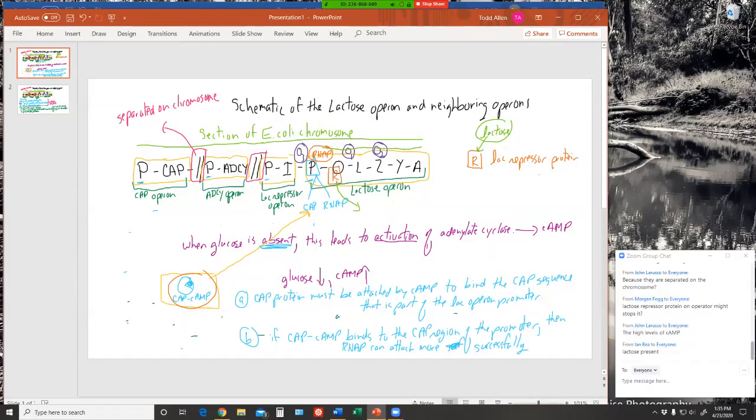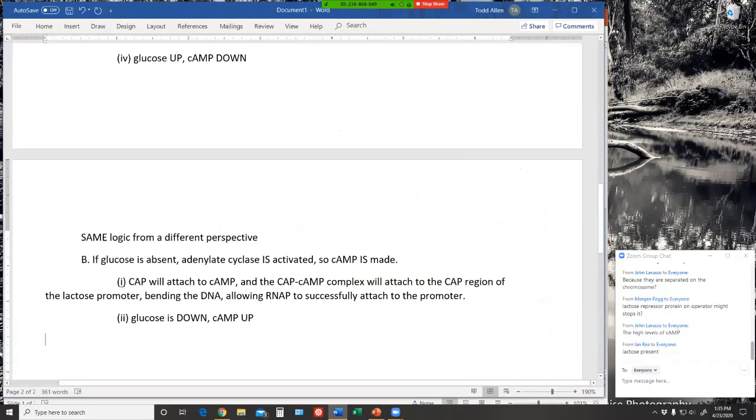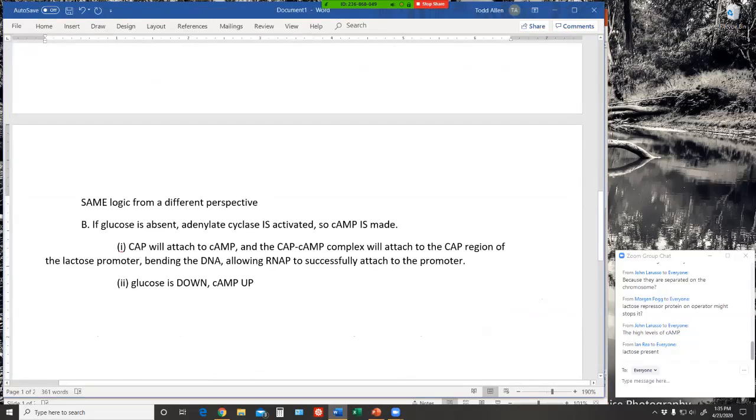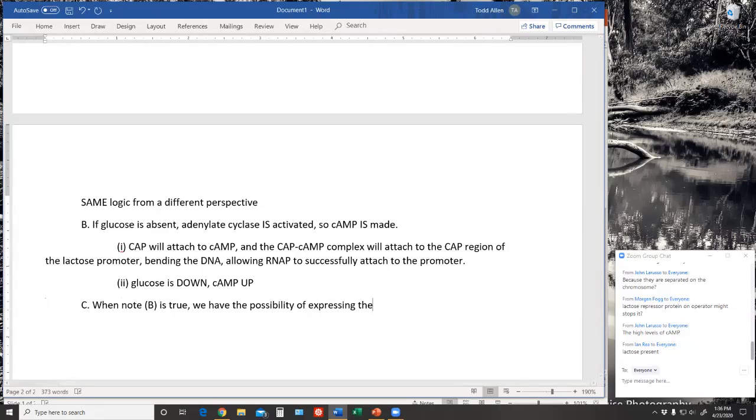Okay, let's go back to our notes here. This is pretty intense stuff here, okay? All right, so number 3, controlling the expression of the lac operon genes. Letters A and B are telling you the same thing from a different viewing perspective. When note B is true, we have the possibility of expressing the lac operon genes as long as lactose is present while glucose is absent.